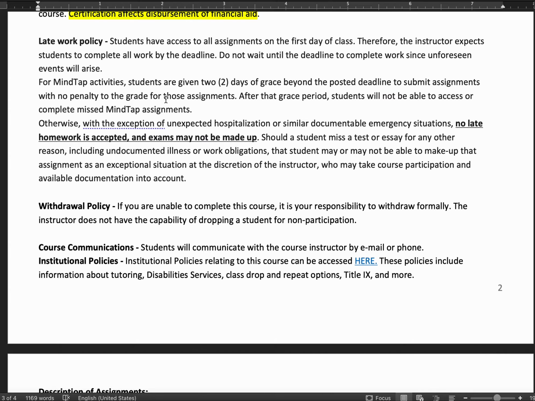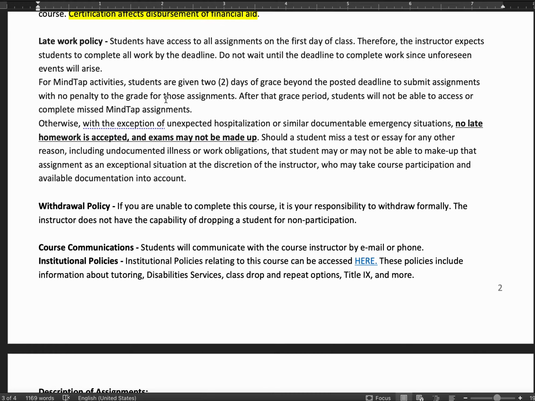Okay? So for MindTap activities, in order for us to not have this back and forth about, some things do happen. So I have given you 2 days of grace period for all of your MindTap activities. Those do not include the eCampus activities, your compositions, your discussion boards. Those do not have the 2-day grace period. The MindTap activities do. So everything that's on MindTap, all of the activities have a 2-day grace period. Your exams don't have that grace period, okay? So these are only your daily activities.